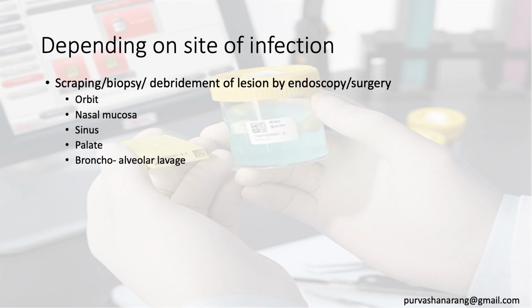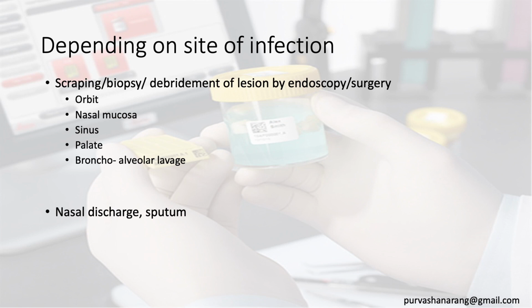Depending upon the site of infection, the sample could be a scraping or a biopsy or debrided material from surgery or endoscopy of the lesion. It could be from the orbit, nasal mucosa, sinus, palate, or a bronchoalveolar lavage. Usually nasal discharge and sputum are not good samples as they do not lead to accurate microbiological diagnosis due to low yield. So they should be avoided.